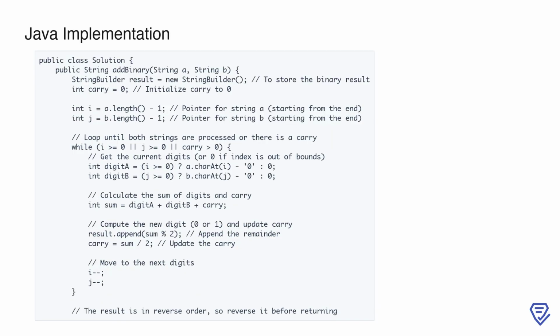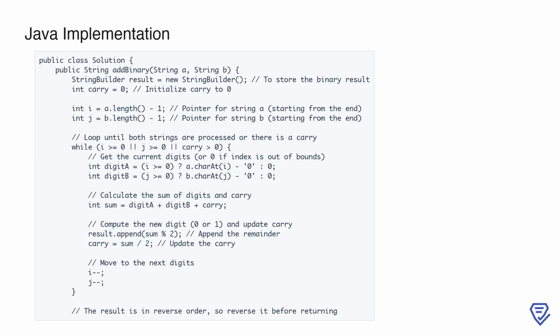Here, we begin by defining a public class called Solution and implement the method addBinary, which takes two binary strings, a and b, as input. To store the result, we use a StringBuilder object named result. This is because StringBuilder allows us to efficiently build the final output. Additionally, we initialize a variable called carry to 0. The carry will help us handle situations where the sum of digits exceeds 1 in binary addition. Next, we set up two pointers, i and j, to traverse the input strings from right to left, starting from the last indices of a and b, respectively. These indices are determined using the length of the strings.